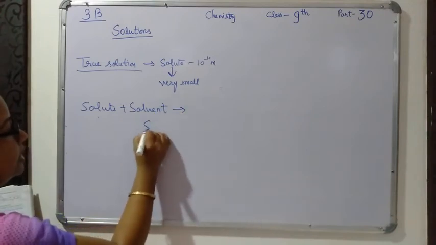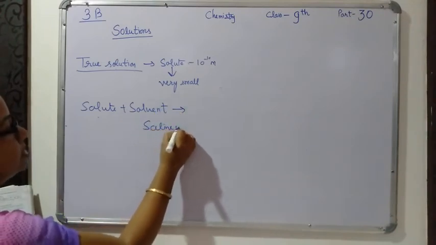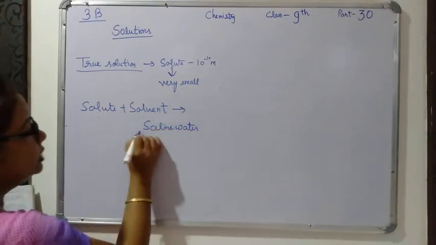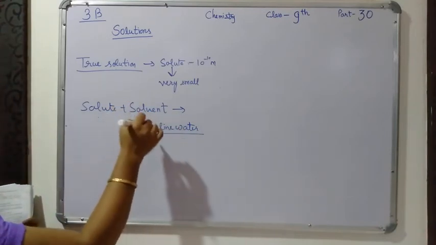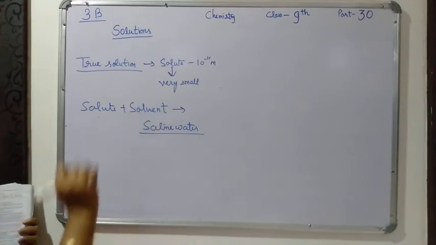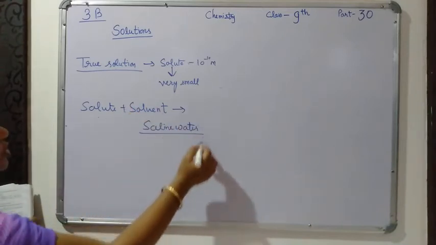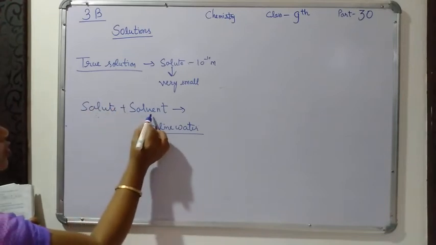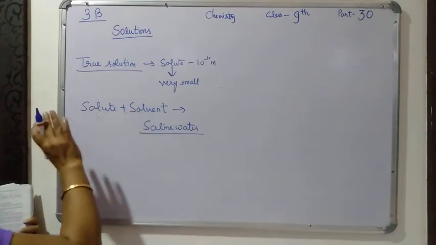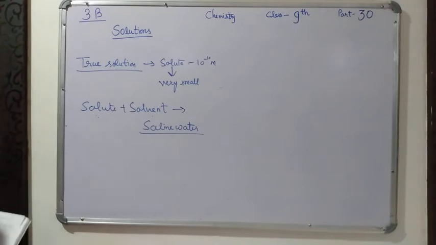For example, if you take saline water and keep it under a microscope, you will still not be able to tell that salt is dissolved in it. That type of solution is called a true solution, in which the solute particles and the solvent molecules cannot be distinguished even under a microscope.